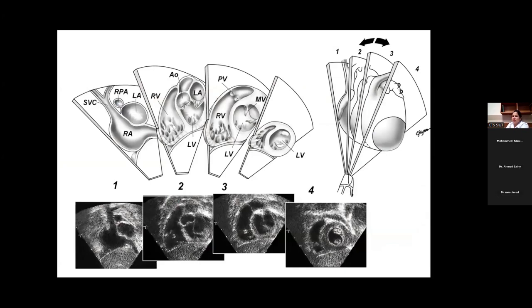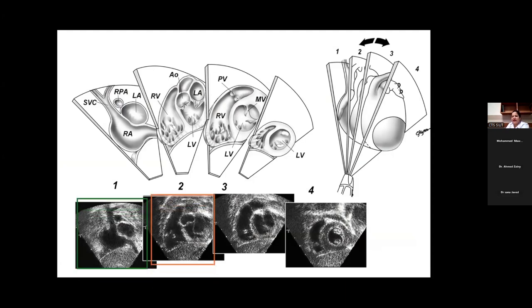So again, when we keep the probe in the subcostal area, what structures do we usually identify? If we put it towards the right side, then you can have the bicaval view, and this is the SVC and this is the IVC.